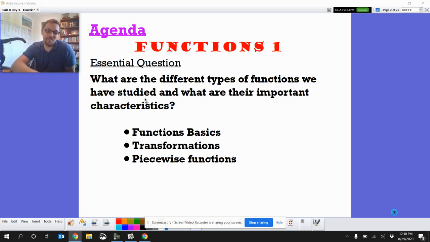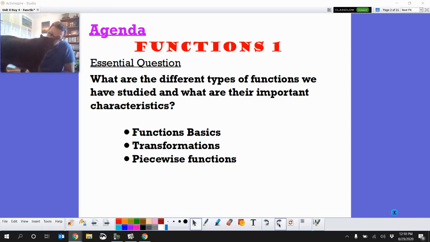We're going to spend a couple days on functions. We're going to talk about some basic things. Today is pretty much your happy functions book and piecewise functions. You all remember your happy function book, right?